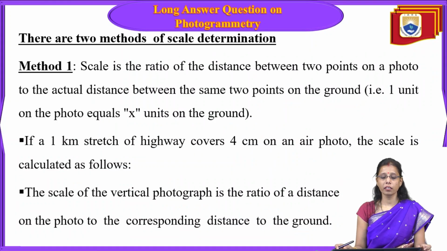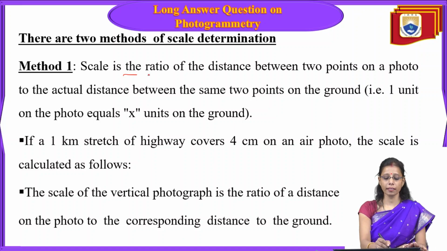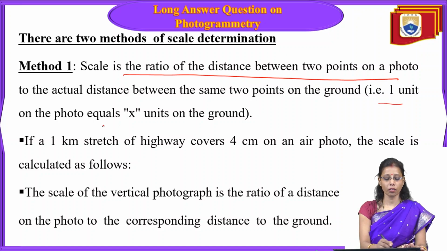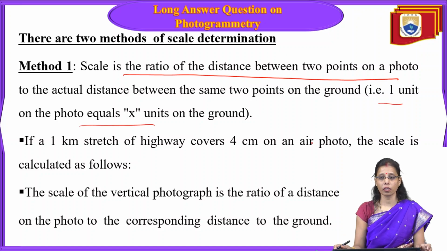Now there are two methods by which we can determine the scale. So what is method 1? Scale is the ratio between the distance between 2 points on the photo and the actual distance between the same 2 points on the ground. That is, 1 unit on the photo is equal to X units on the ground.